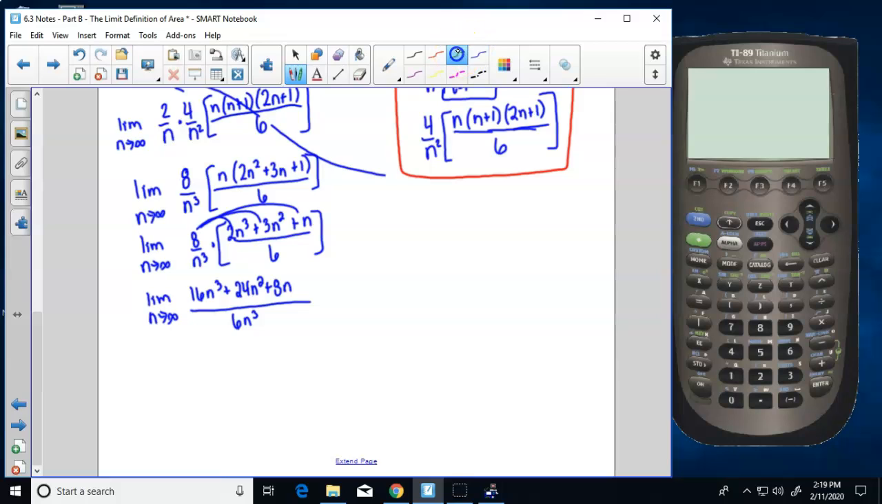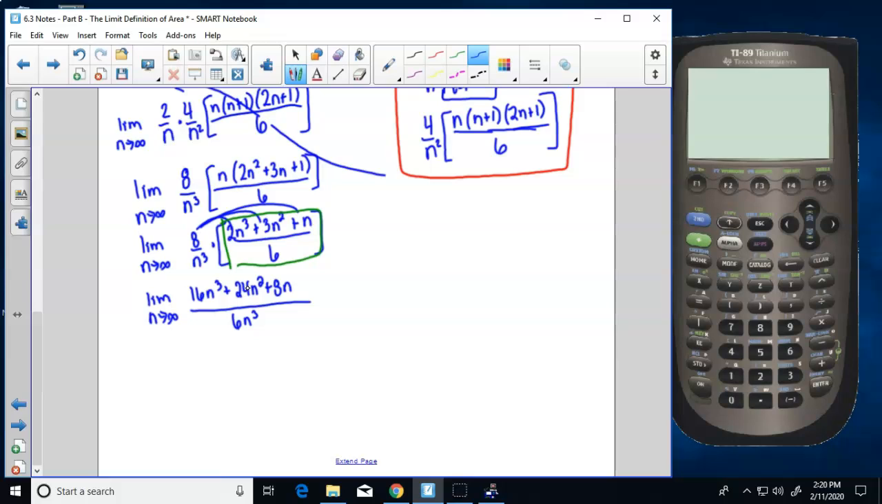It might be helpful as you do this homework just to remember that n times n plus 1 times 2n plus 1 equals 2n to the third plus 3n squared plus n, just to save you a little time for multiplying that out. And so when we look at this, now we've got a limit as n approaches infinity of an expression with n, so we know how to do this.